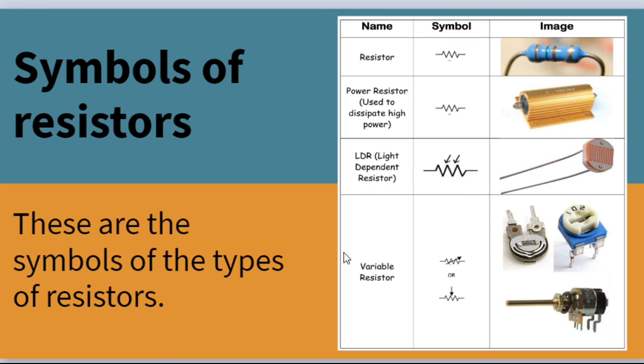We have the variable resistor. This is the symbol of the variable resistor, this symbol or this symbol, and these are the shapes of the variable resistors.